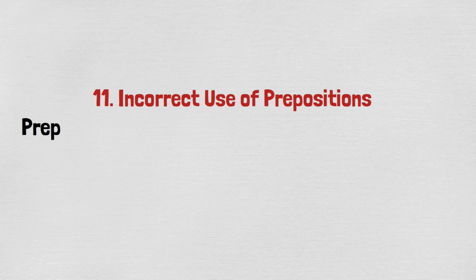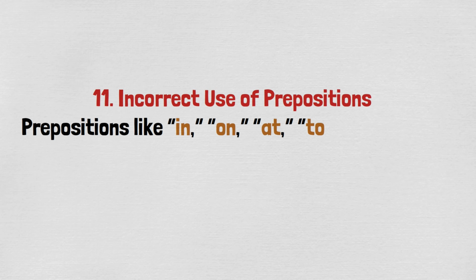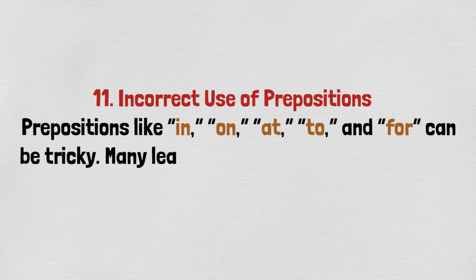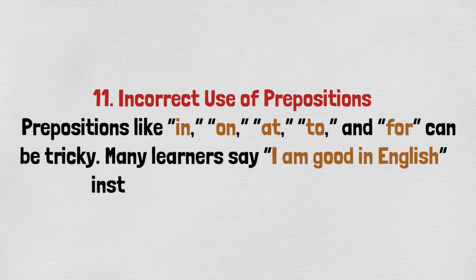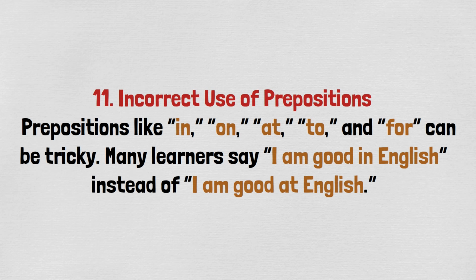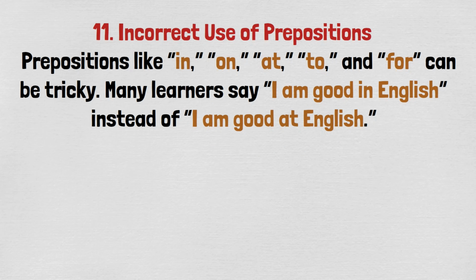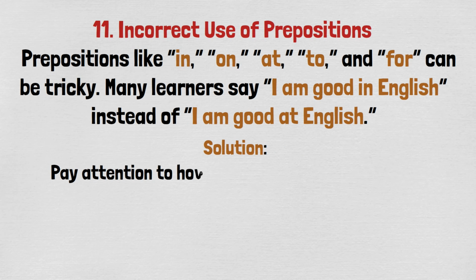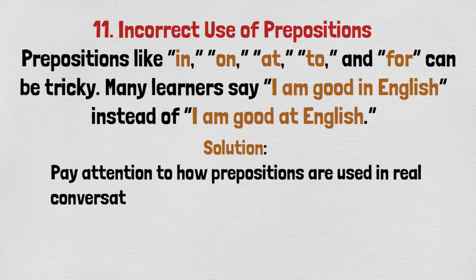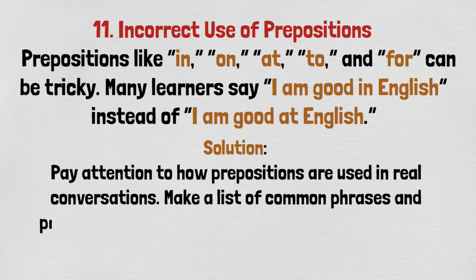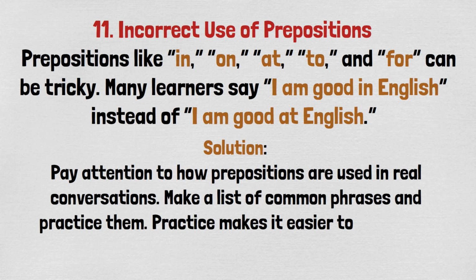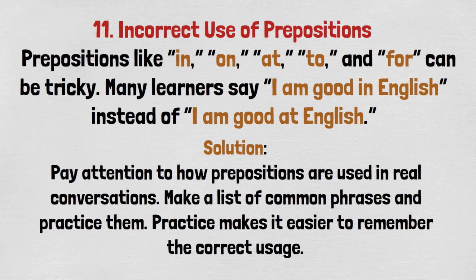11. Incorrect use of prepositions. Prepositions like in, on, at, to, and for can be tricky. Many learners say, "I am good in English" instead of "I am good at English." Solution: pay attention to how prepositions are used in real conversations. Make a list of common phrases and practice them. Practice makes it easier to remember the correct usage.